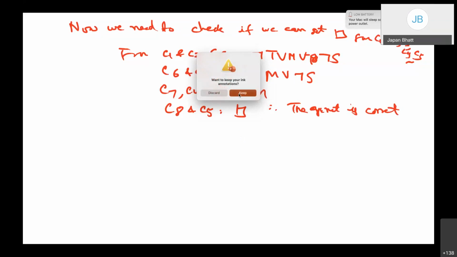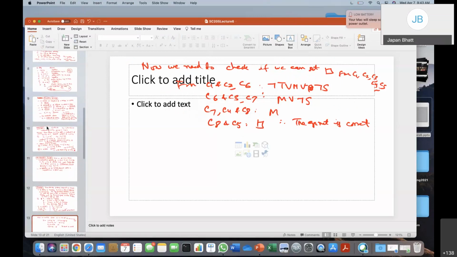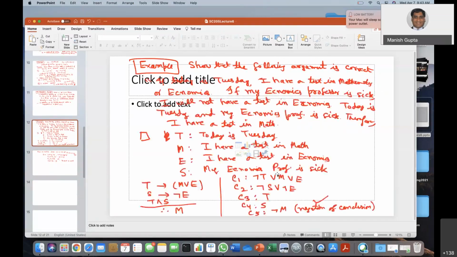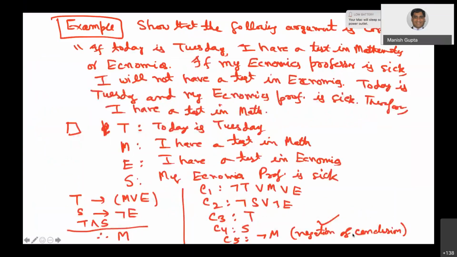Sir, can you explain how you wrote the clauses? Yes. One minute. Yes. So from here, we wrote the clauses like this. Negation of T, right? Shouldn't C3 be T and S? No, C3 will be T only. C1 is negation of T, join M, join E. C2 is negation of S, join negation of E. C3 is T, C4 is S, and C5 is negation of M.